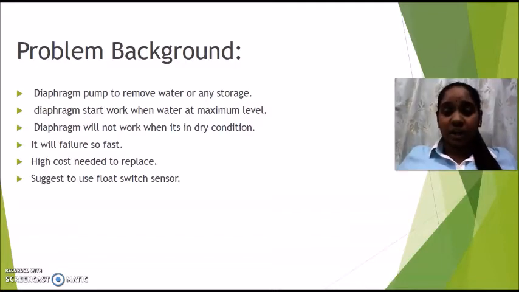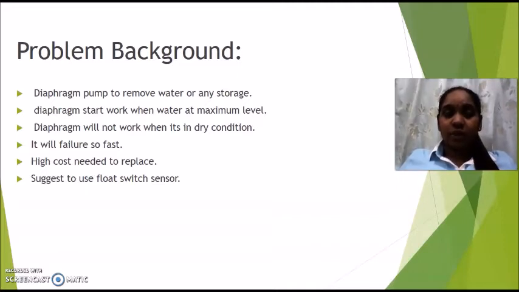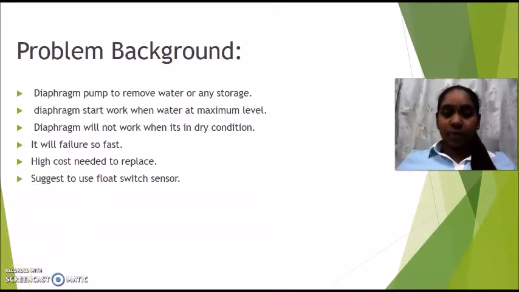To replace this diaphragm pump, you need a very high cost. So we suggest to use a float switch sensor. The float switch sensor helps our pump to remove water or any storage because this float switch sensor will automatically turn off during dry conditions. And when there is water, it will turn on automatically. Okay, this is the problem background that we have seen in this diaphragm pump.